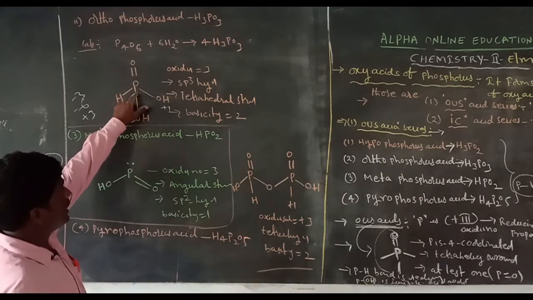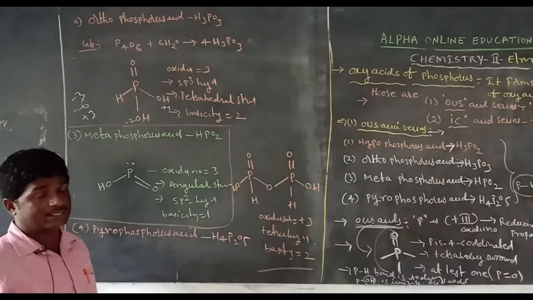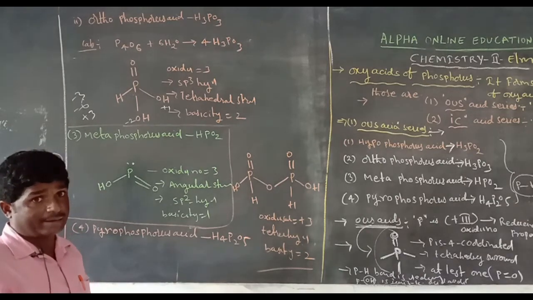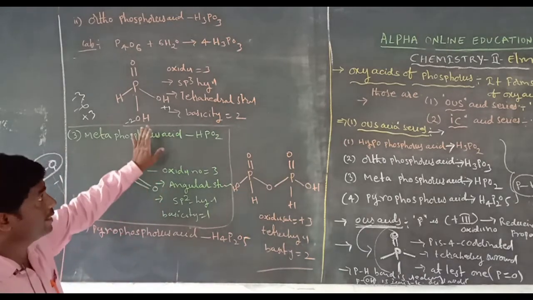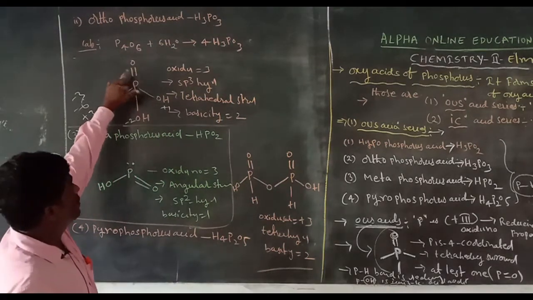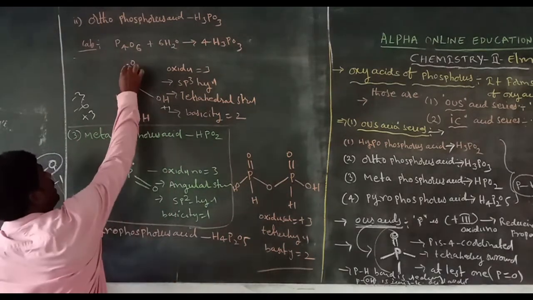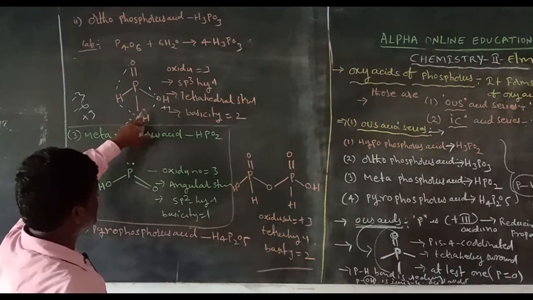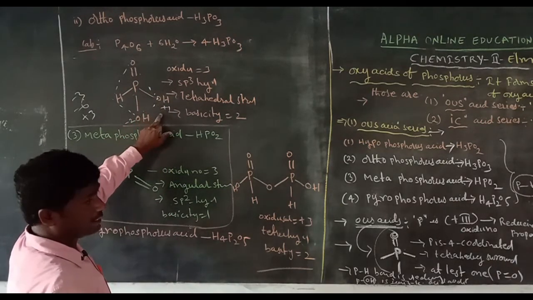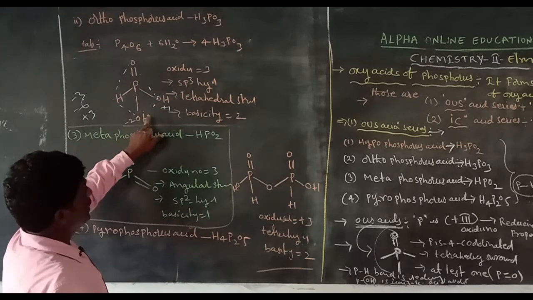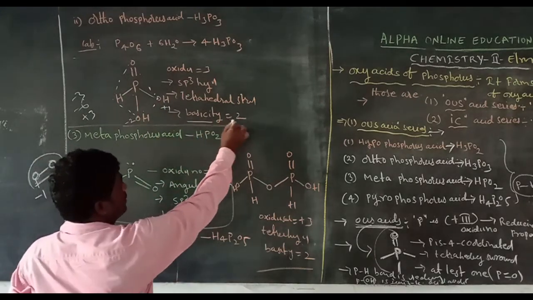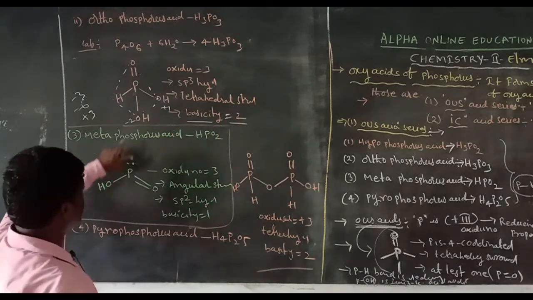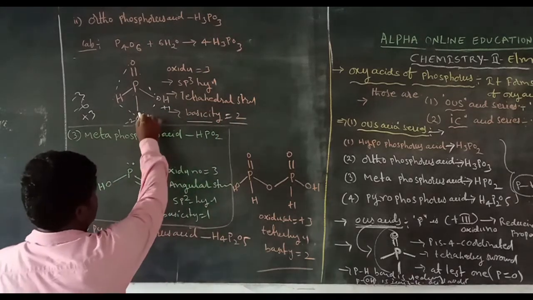The central phosphorus atom undergoes sp3 hybridization to form 4 sp3 hybrid orbitals. It has tetrahedral nature, the tetrahedral structure of orthophosphorus acid. And for basicity, the OH groups are also known as bases. Here there are 1, 2. How many is the basicity? 2 basicity.